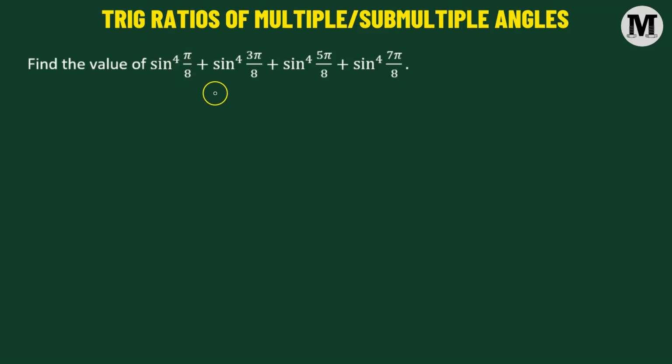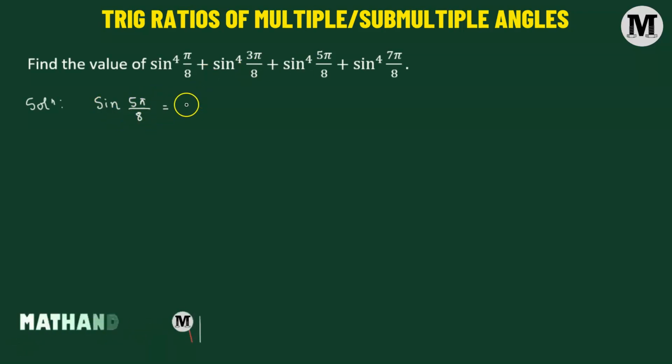So in this problem, we need to find out the value of the given trigonometric expression. Let us begin. To start with, we will first work with the third and the fourth term here. Starting with the fourth term, we have sine of 5 pi over 8 whole raised to the power of 4, but we'll only work with sine 5 pi over 8.